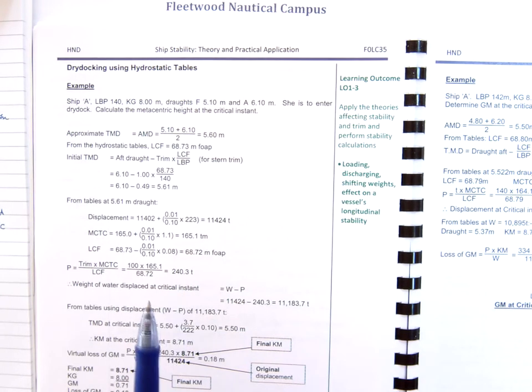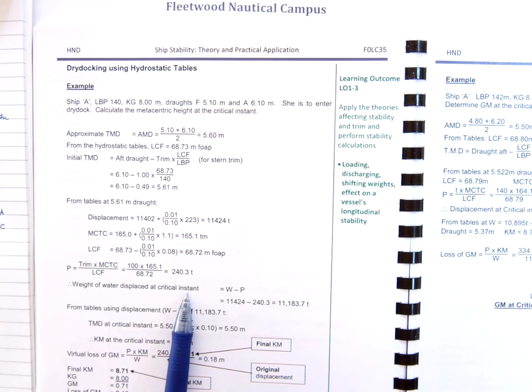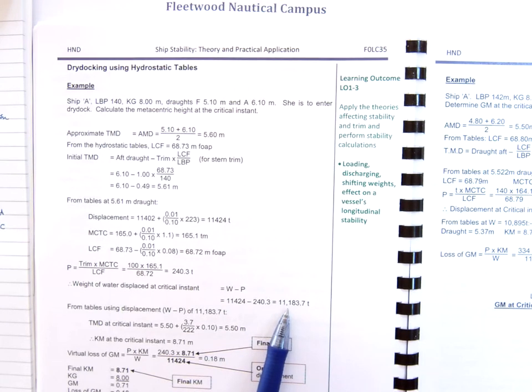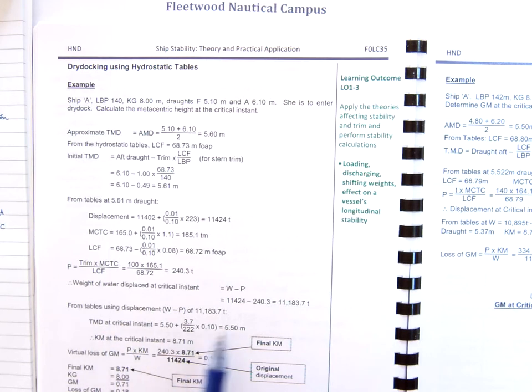So that force is acting through P. In other words, that 240.3 tonnes has replaced the volume of lost buoyancy. So the weight of water displaced at the critical instant is going to be W minus P, which is our displacement minus 240.3. It's very important to know that we have to use this value of displacement to now get our true mean draft at the critical instant. So we go in with this displacement, 11,183.7, get our true mean draft.